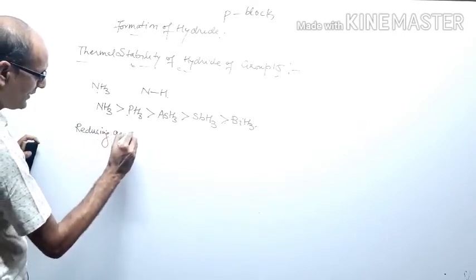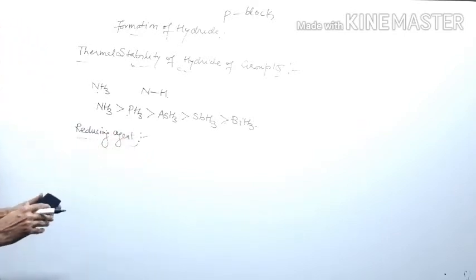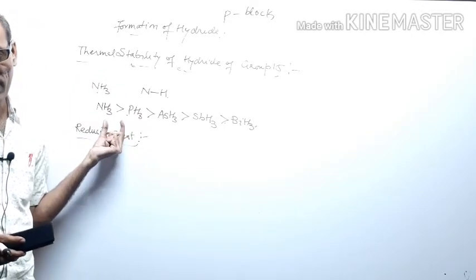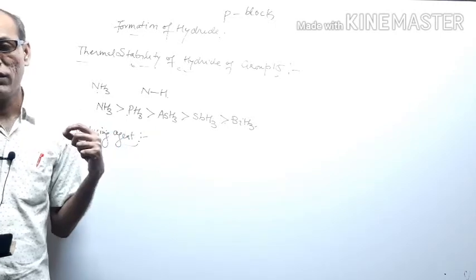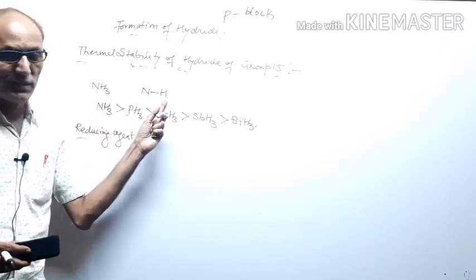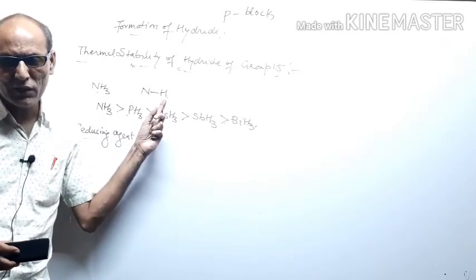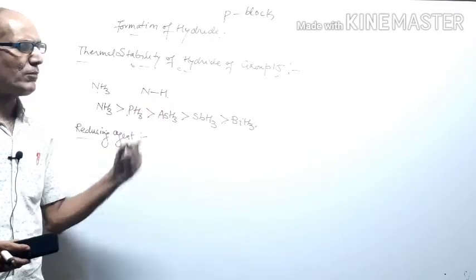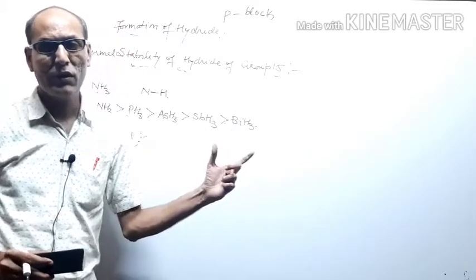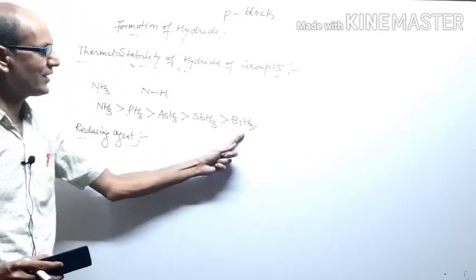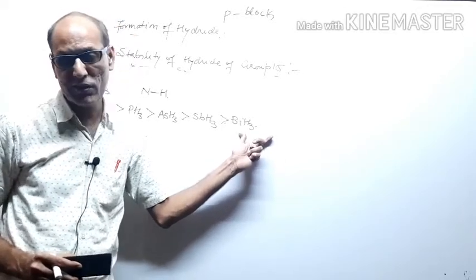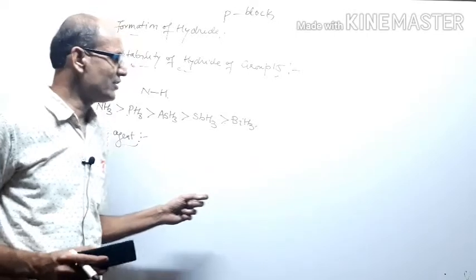Reducing agent. As you have studied here just now, the thermal stability of ammonia is maximum. That means it requires maximum energy to break the nitrogen-hydrogen bond. That means it is not easy to take hydrogen from ammonia. These all contain hydrogen, no doubt, but the hydrogen from bismuthine will be easier to remove. That means BiH3 is the strongest reducing agent.